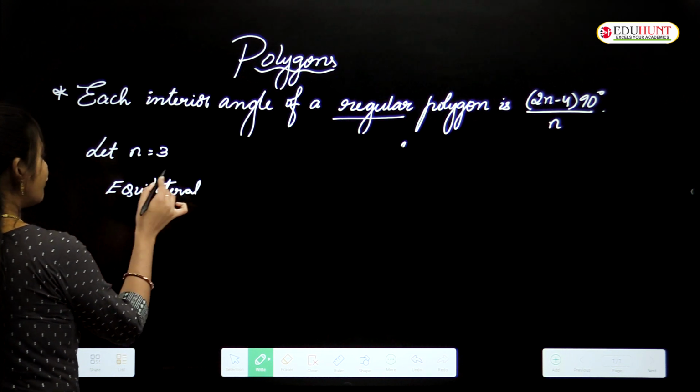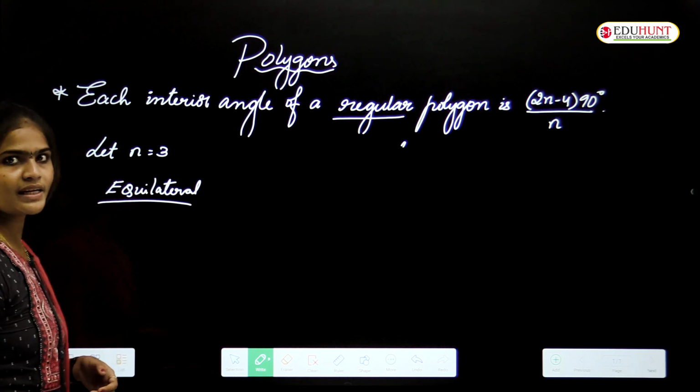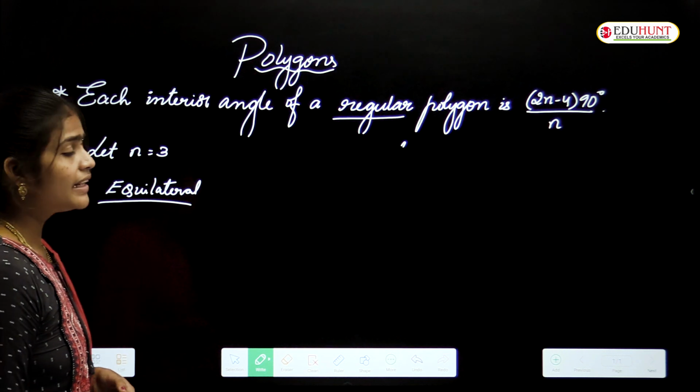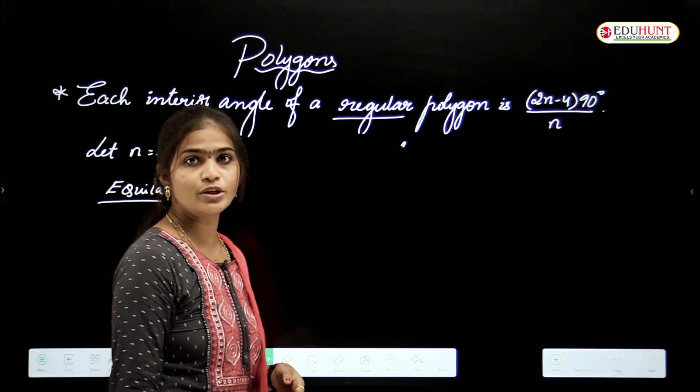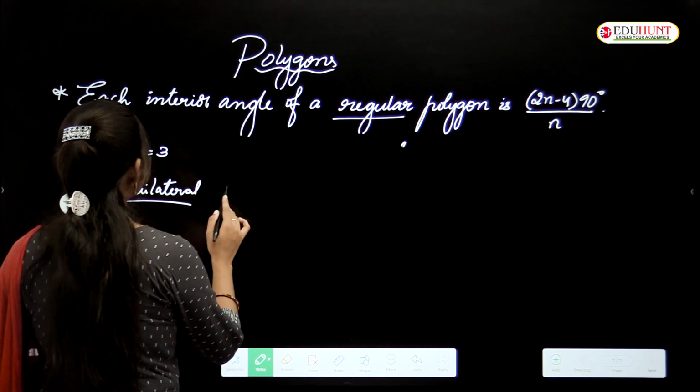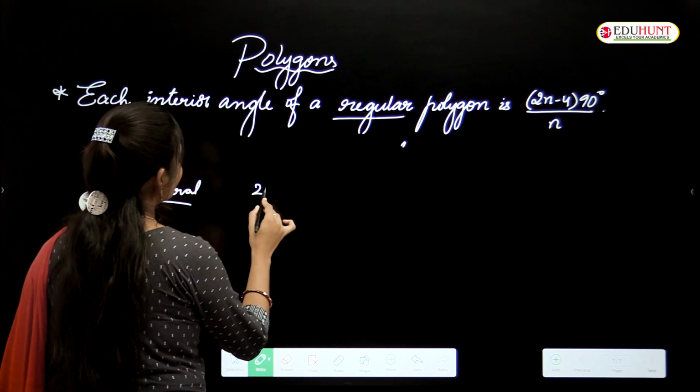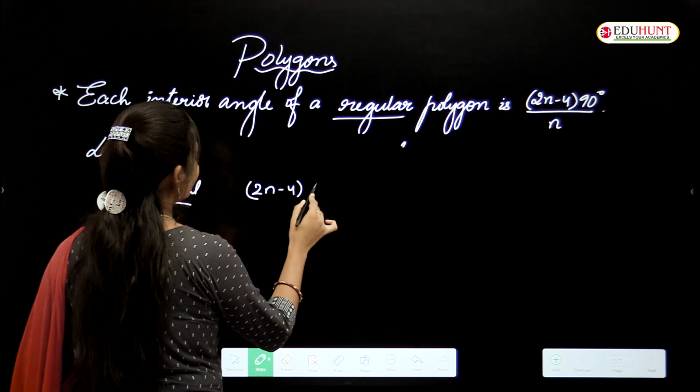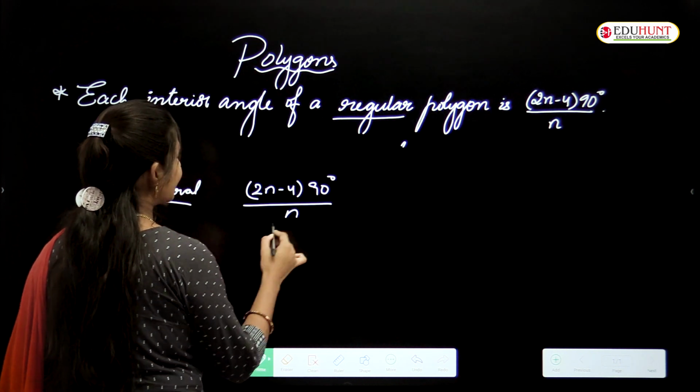Okay, that is a regular figure, they are saying. That's why it must be an equilateral triangle. We know that in a triangle, if all sides are equal, then we call the triangle an equilateral triangle. So here, what is the formula? (2n minus 4) into 90 degrees whole by n.